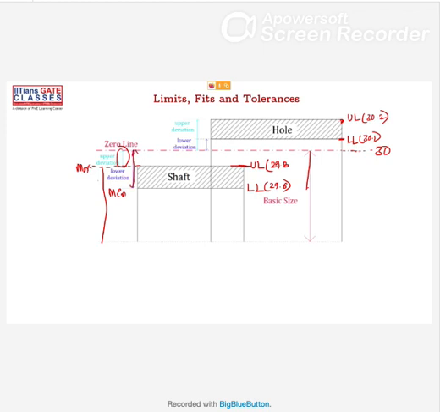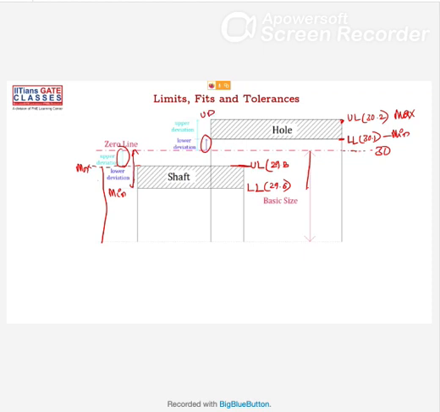In the same case, here also you can see the difference between the minimum size. So this is your minimum size. The difference between the minimum size and the basic size is your lower deviation, and the difference between the maximum size and the basic size is the upper deviation.